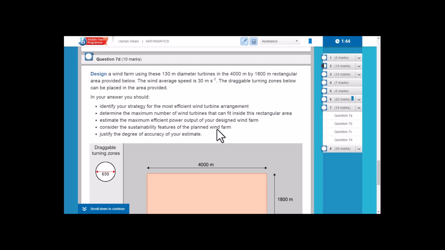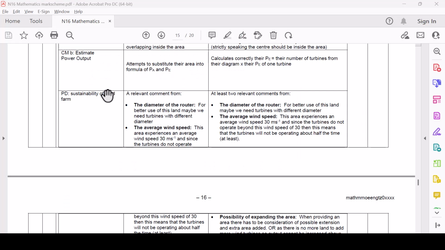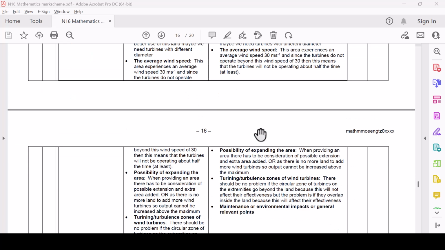And then sustainability features. Obviously for the sustainability we need to make sure that we insert the math, as well as from the marking key we need to make sure that we also cater for the wind speed. Okay, so the area experiences an average wind speed of 30 meters per second, and since the turbines do not operate beyond this wind speed of 30, this means that the turbine will not be operating for half of the time at least. Okay, and then you have more sustainability features.